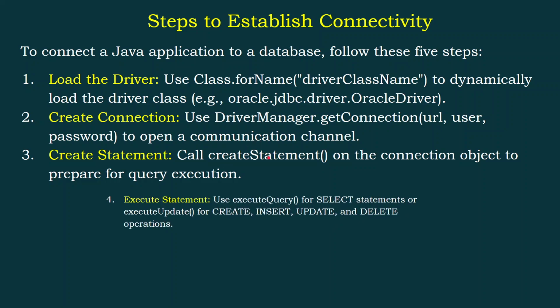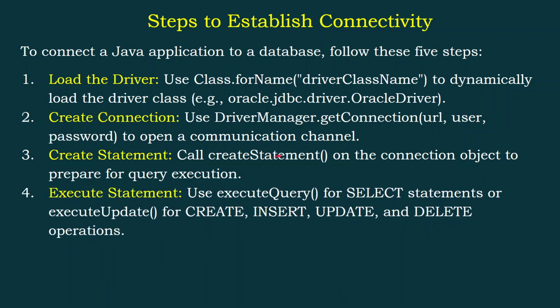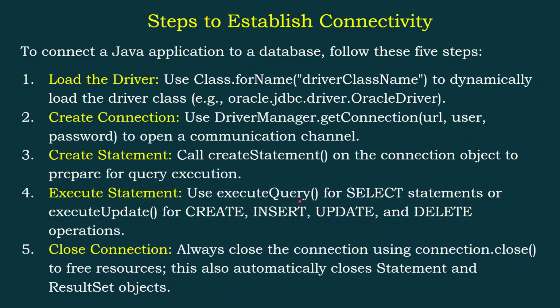And then the fourth step is execute statement. Use executeQuery for select statements or executeUpdate for create, insert, update and delete operations. After these operations, the update or select statements have to be executed. For select we use the executeQuery method, and then only can we get the result. Then after everything is done, we close the connection. Always close the connection using connection.close to free the resources. This also automatically closes the statement and the result set objects.